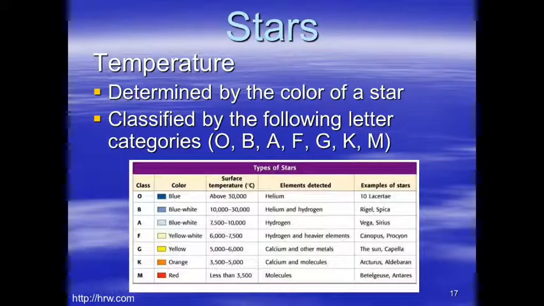All right. Next up, temperature is our next characteristic of stars. Temperature is determined by the color of the star. And it's classified by a single letter category, O, B, A, F, G, K, M. This is not something you're going to have to memorize, but this type of table is something you're going to have to be able to read and understand and follow. So it's very likely on assessments that you'll be given something like this and asked to figure it out.